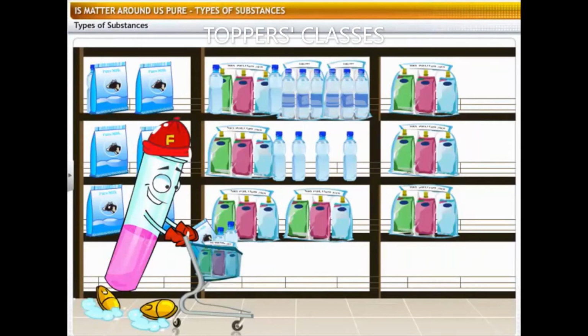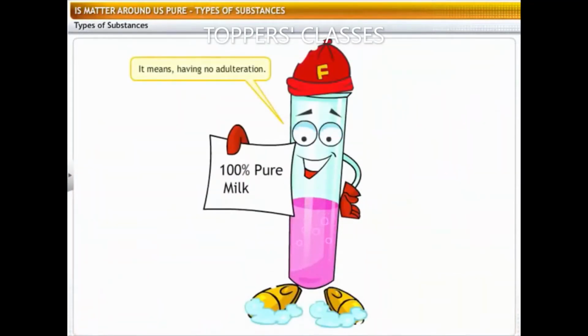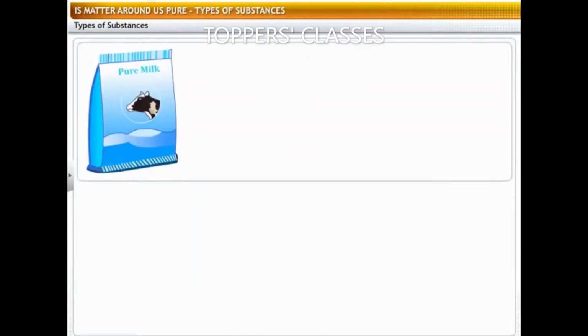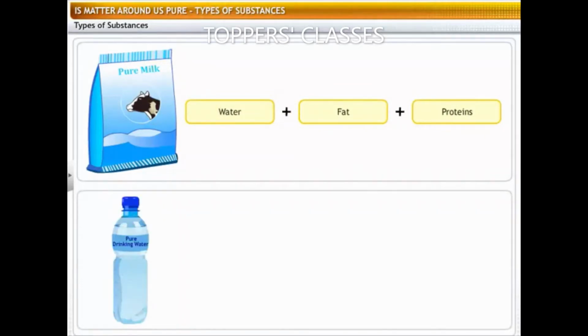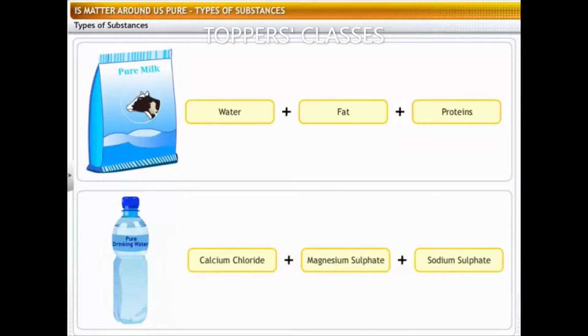You might have observed the word pure written on the packing of consumables like milk, mineral water, fruit juice, etc. What does the word pure mean to you? It means having no adulteration. That's right, but for a chemist, none of these substances are pure. For example, milk is a mixture of water, fat, and proteins. Mineral water, according to the label, has calcium chloride, magnesium sulfate, and sodium sulfate.